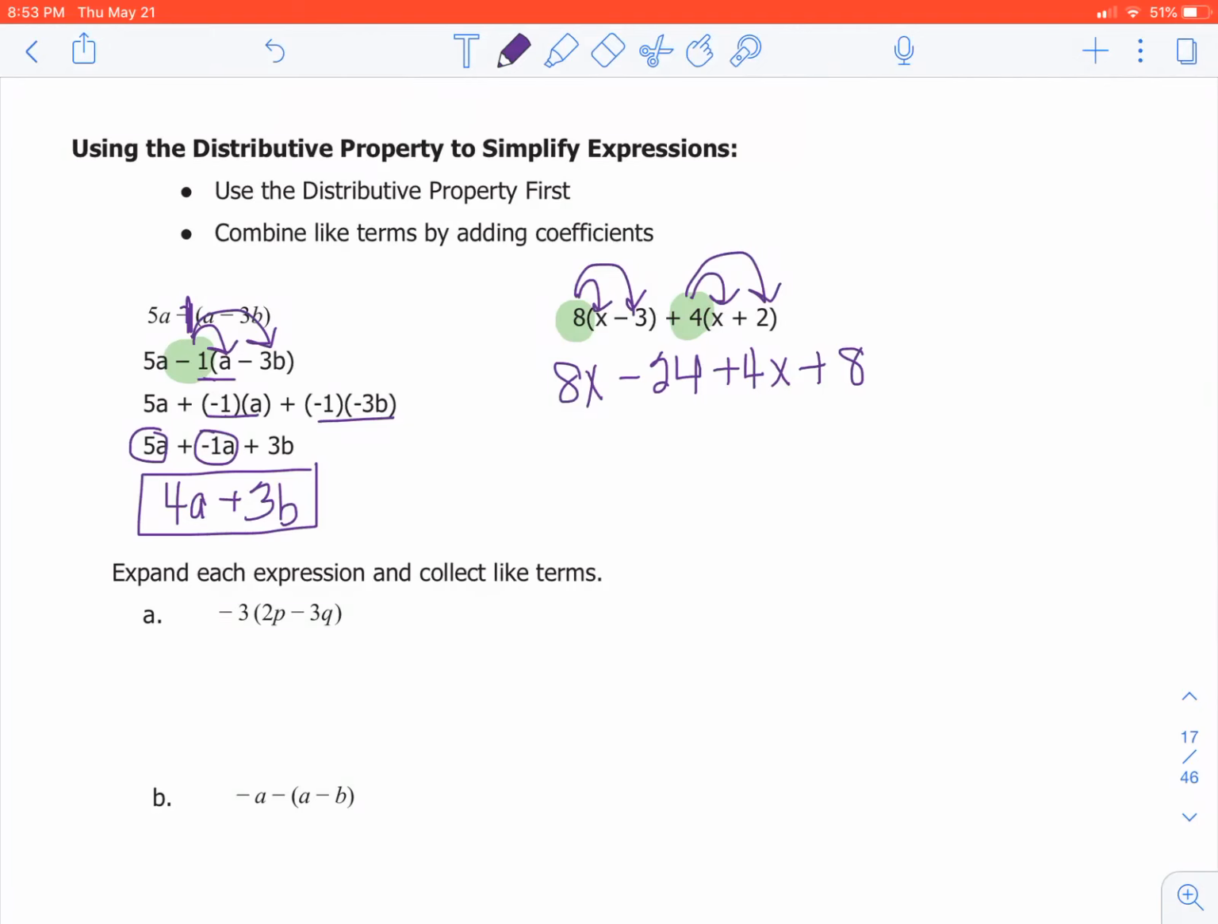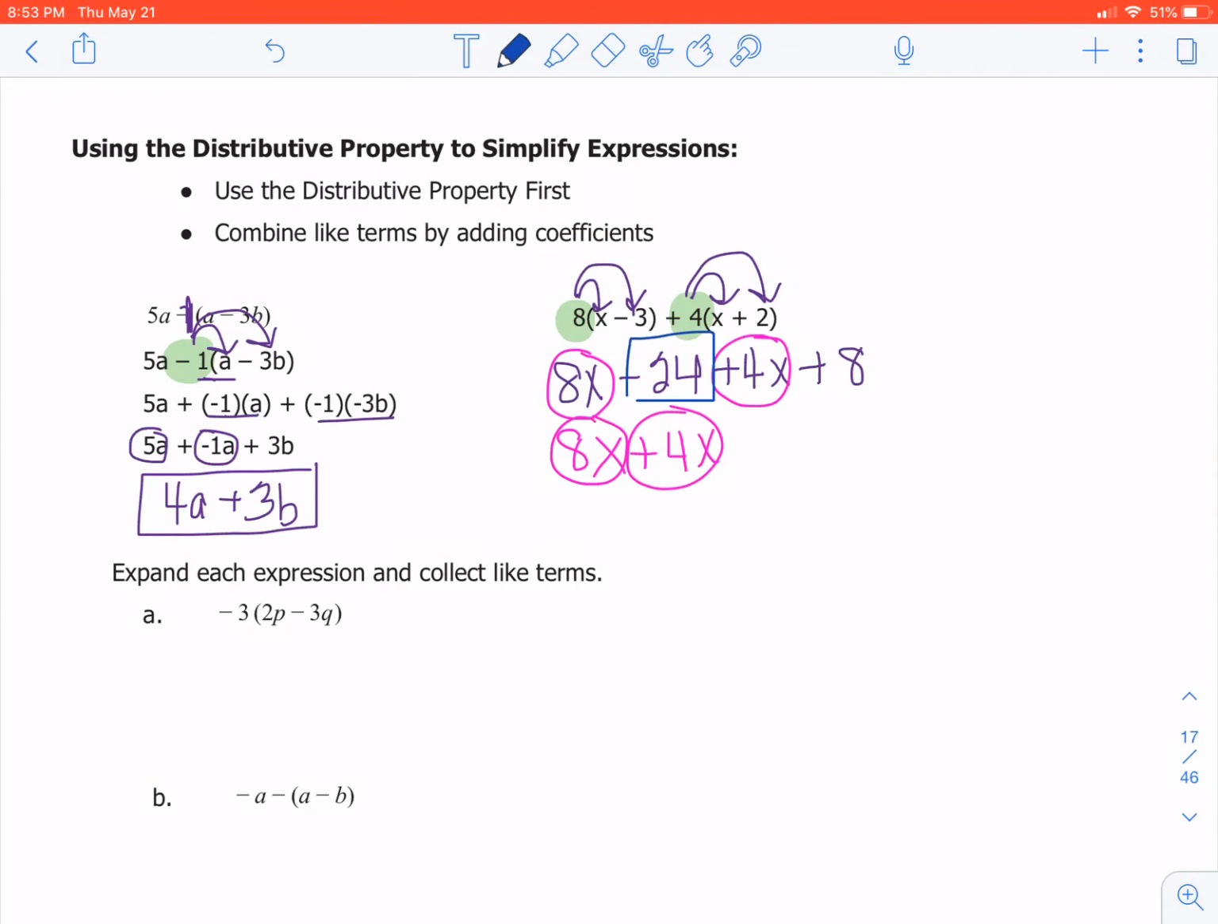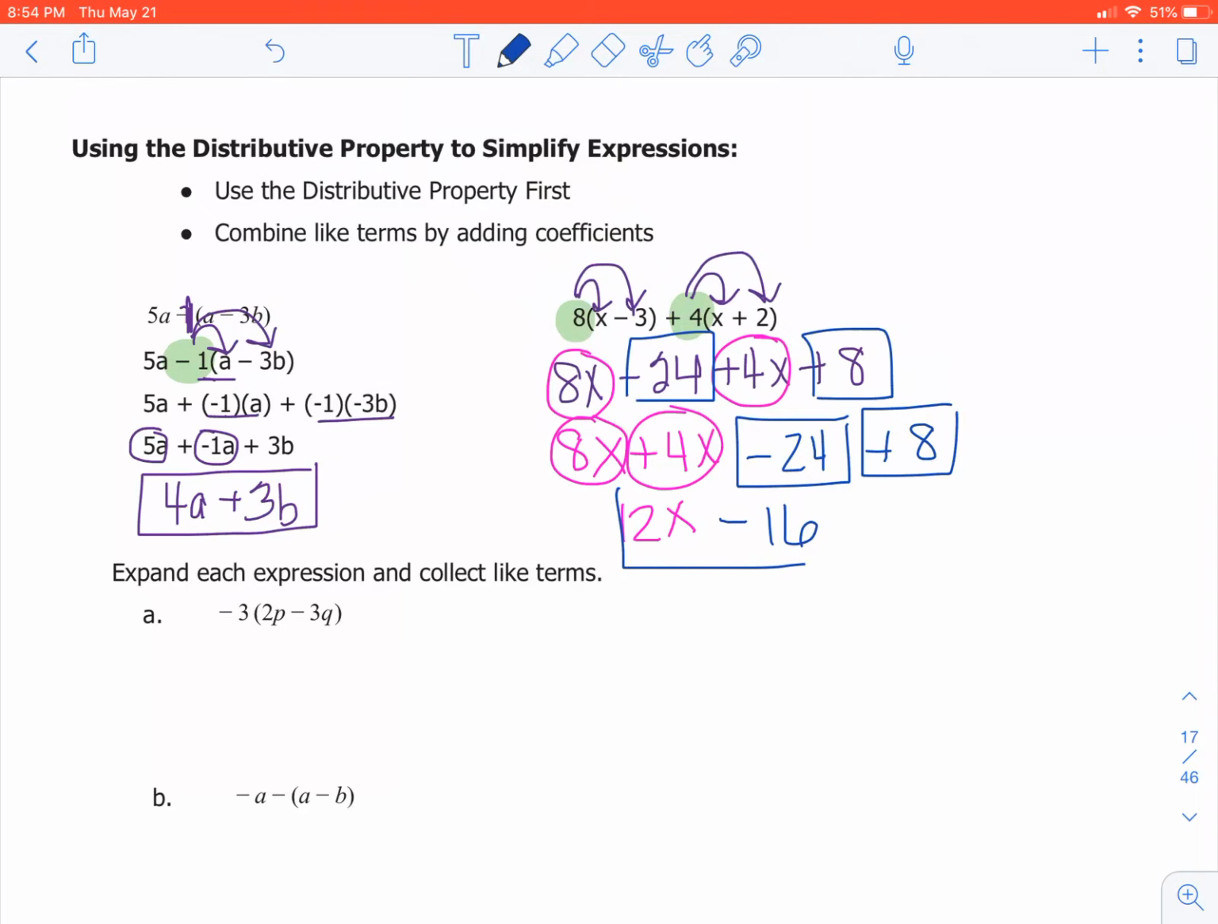Okay, so now I'm going to make my circles and squares. I'm going to combine my like terms. So I have 8x and I have 4x. I'm going to put those together. I'm going to actually write those next to each other. Okay, and then I'm going to take the -24 and +8, I'm going to write those next to each other. Those are also like terms. Now I'm only going to add my like terms. So 8x plus 4x is 12x. And then I have my -24 plus 8. That's going to be -16. So that's my answer because I cannot combine like terms.